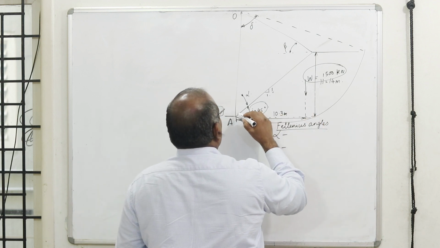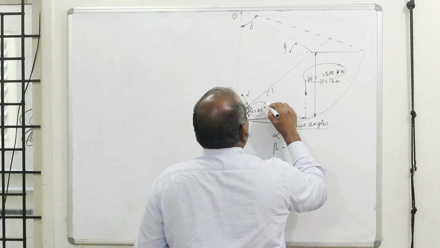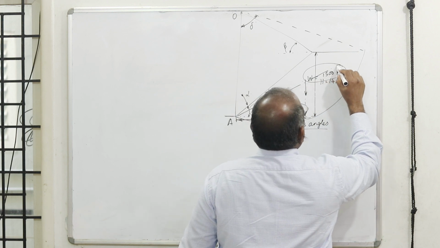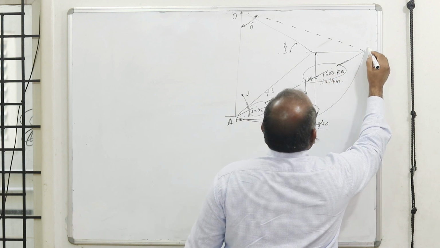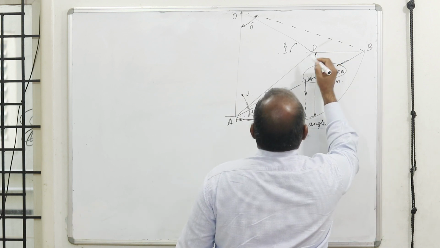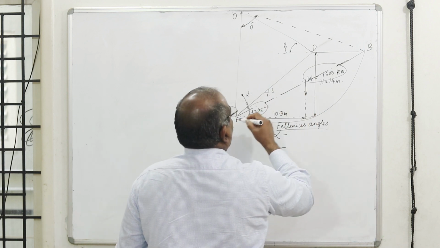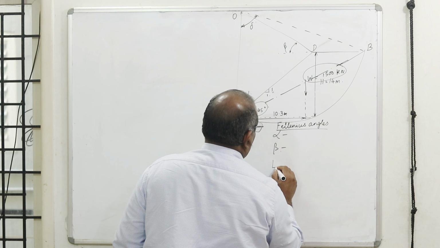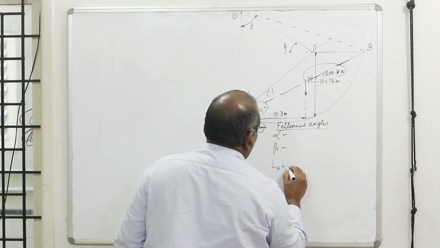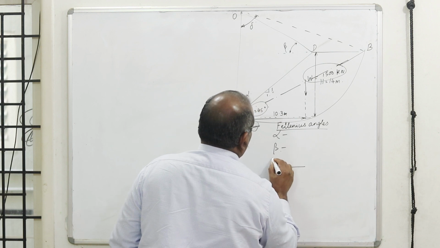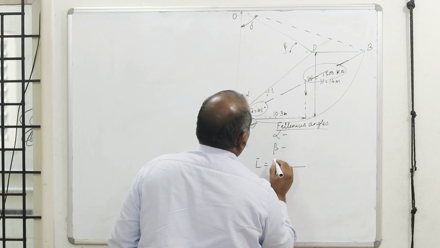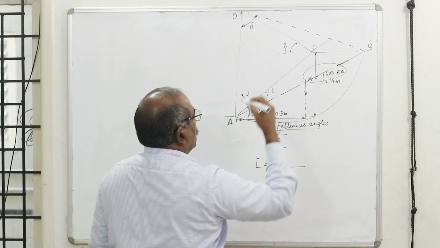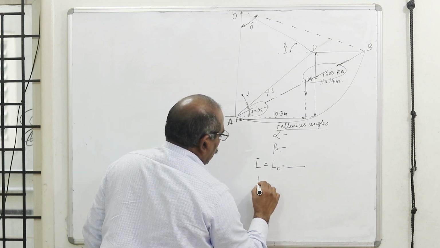Now what I can do is I can join this chord. This is the chord, this is B, this is D. I can join this and I can find out what is this chord length. Once I get it, I know my chord length, L chord. I can measure it to that scale.